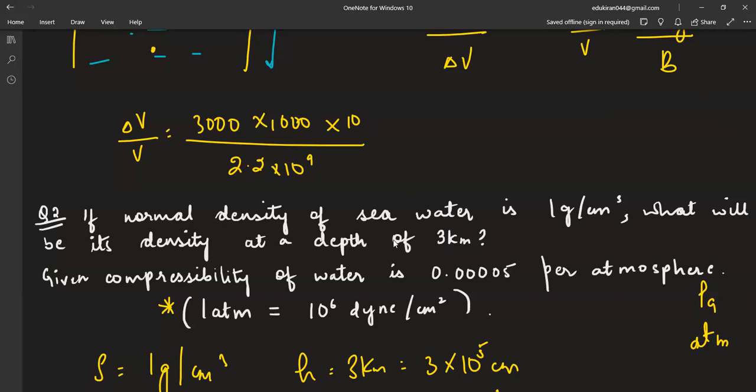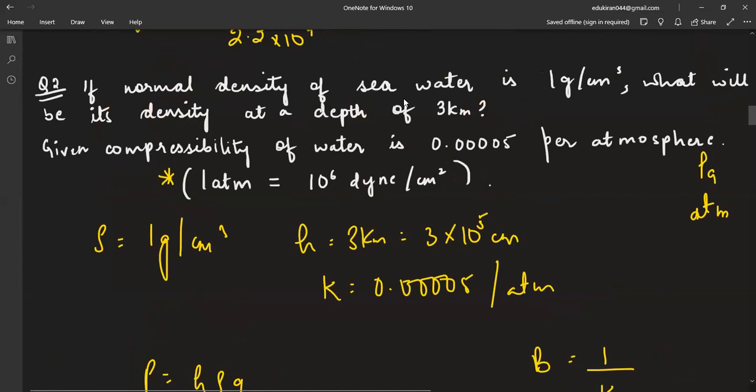What will be its density at a depth? See, why delta V by V? Because the material that is used here is seawater. All right, class. Since the SI unit and the CGS unit both are 1, the CGS unit for the density of water is 1. SI unit is 1000, but CGS unit is 1. Density is equal to mass by volume. If this density becomes 1, then mass will be exactly equal to the volume.